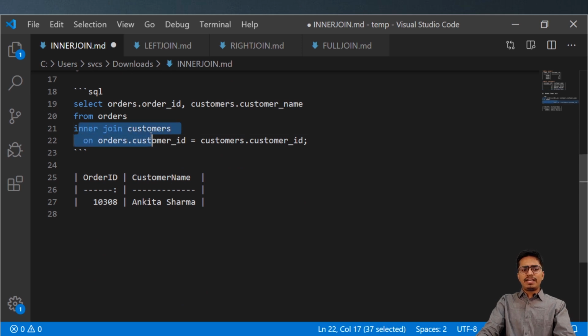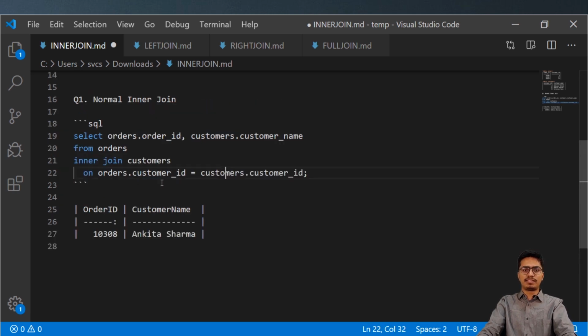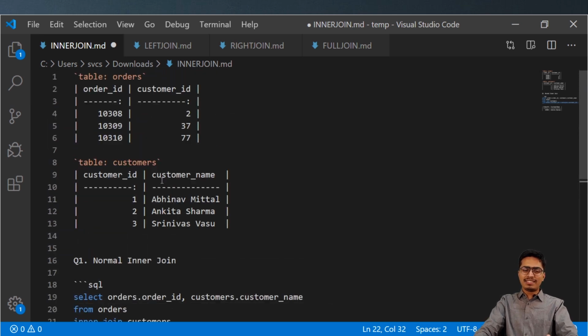So typically joins come with a condition. Based on a certain condition, you want to join two rows from two different tables. The condition here is that the customer ID value in the orders table should be the same as the customer ID value from the row in the customers table. Conceptually, this is really simple.